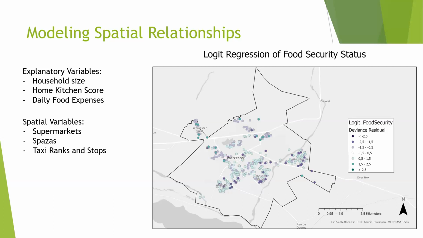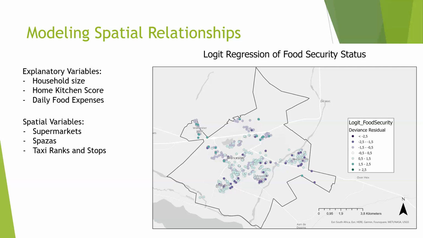Another common spatial relationship tool is regression analysis. Here I'm using logit regression of food security status. In the tool, you can input your explanatory variables. In this case, I used household size, kitchen score, and daily food expenses. I also included spatial variables, including the supermarkets, the spazas, and the minibus taxi stops. And the dependent variable here is the food security status.